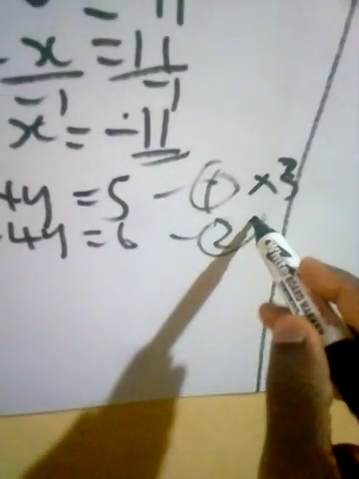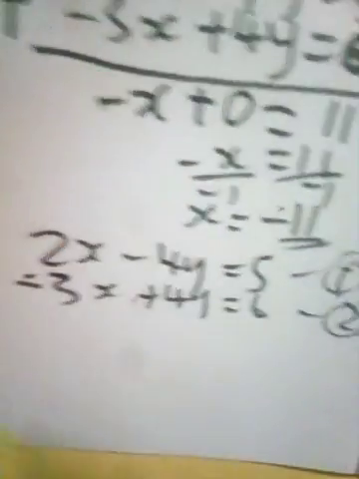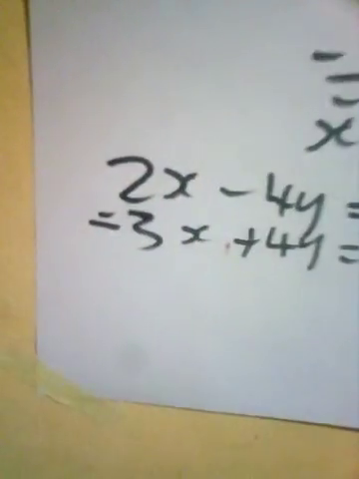I'll multiply the equation below by the coefficient of x on top, which is 2. Why? Because I want these two to be the same so I can eliminate them. If I have 3 times 2, 6, and I have 2 times 3, 6, I can easily eliminate both of them. So I have to multiply everything here and everything here.